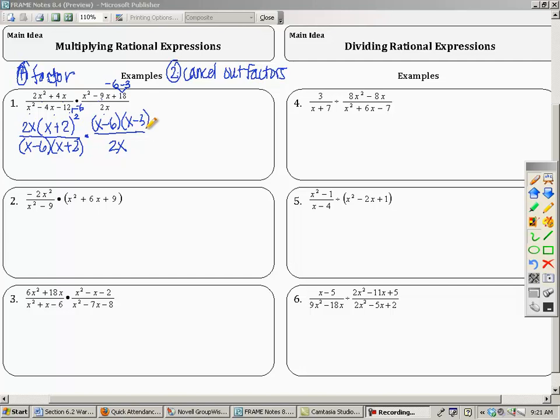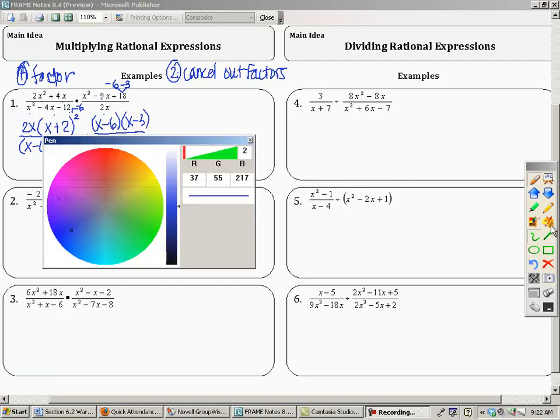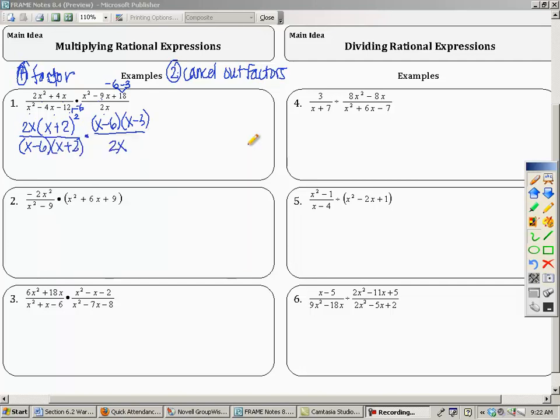Okay, so let me change color a second. Now that I've factored everything, we want to change our color and cancel out our factors. Well, if you notice, there's a 2x and a 2x. Those cancel. I have an x plus 2 and an x plus 2. Those cancel. I have an x minus 6 and an x minus 6. Those cancel. So we look at what's left. The only thing that's left is an x minus 3.